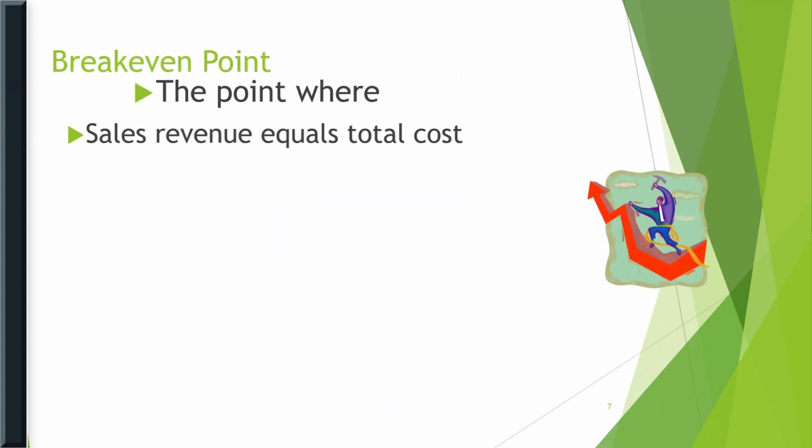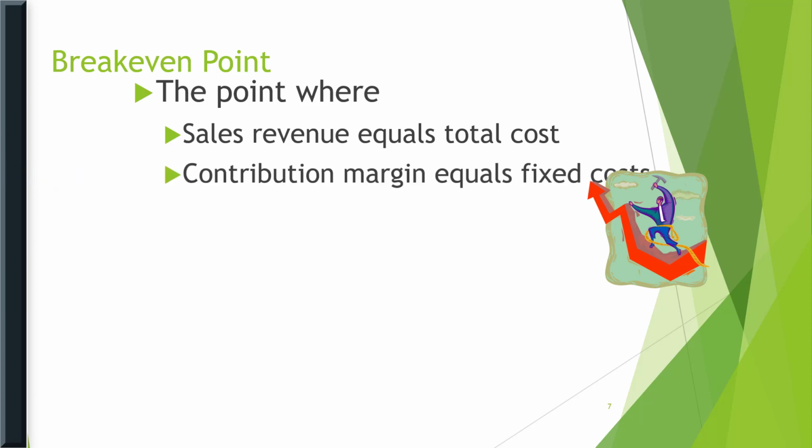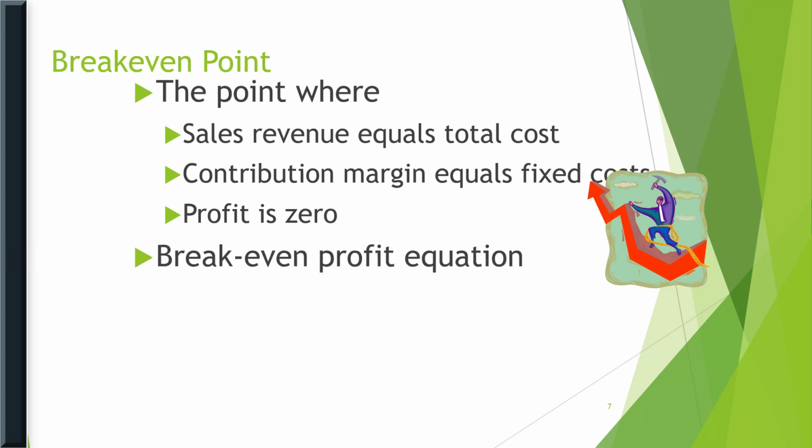And if we want to identify the break-even point in this graph, before identifying it, we should understand what the break-even point is. Break-even point is the point where sales revenue equals total cost. That is contribution margin equals fixed cost. And also it can be explained as where profit is zero. So this is the break-even point equation.